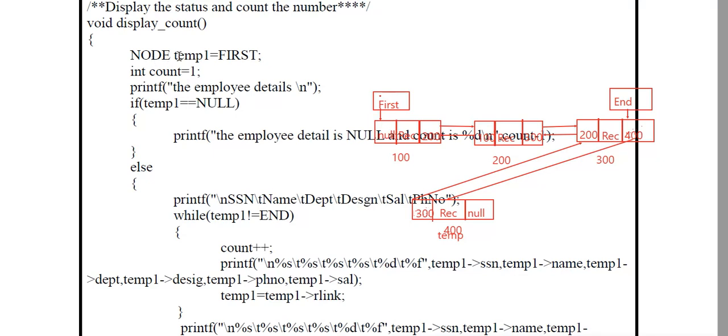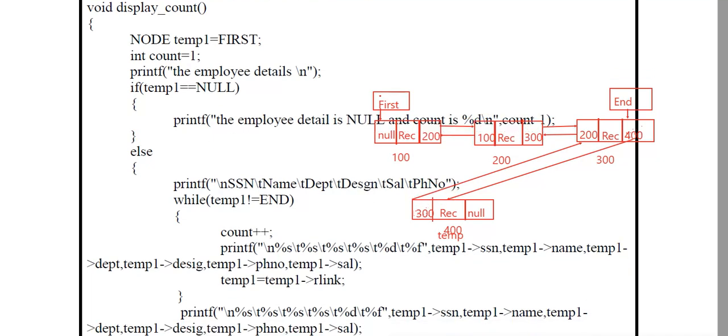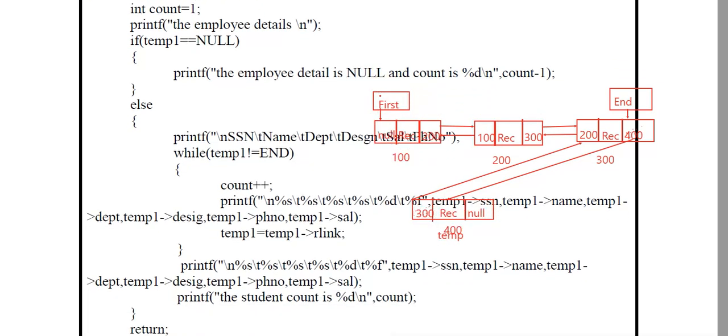So here, node temp1 is equal to first. That means I am making this node the temp1 node, and int count is equal to 1. So we should initialize this with 1. It should be 0 actually. And then if temp1 is equal to null, the employee details and the count will be displayed. That means if I have the first node in the list. If not, it is going to display if there are more nodes in the list.